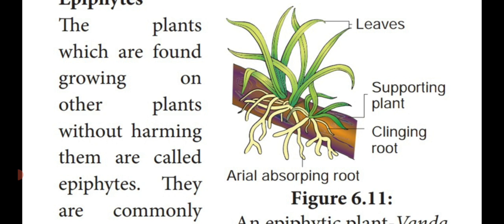They are also not harming the host plant. So this is known as the best example of commensalism. Vanda is one of the organisms, and the bark of a tree is known as the host plant. The host plant gives mechanical support to the epiphytic orchid plant, Vanda. The Vanda absorbs water and mineral salts from the atmosphere and prepares the food material, but it does not take food material from the host plant.